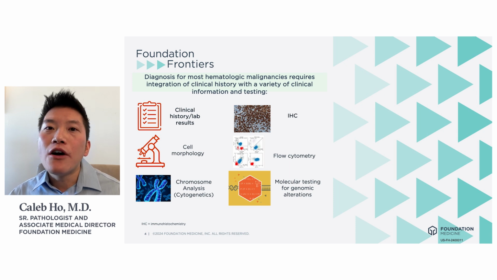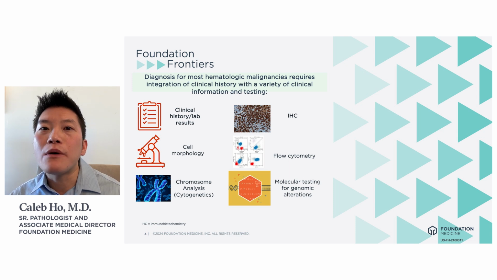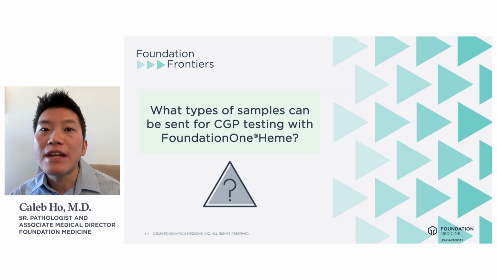Immunohistochemical stains, or IHC, and flow cytometry allow for examination of protein expressions on cells. Cytogenetic analysis examines changes at the chromosomal level, while molecular testing can examine genomic alterations, such as copy number changes or gene mutations. Let's discuss what type of samples can be submitted for CGP testing with Foundation One Heme.